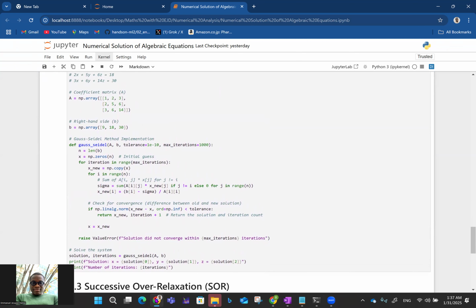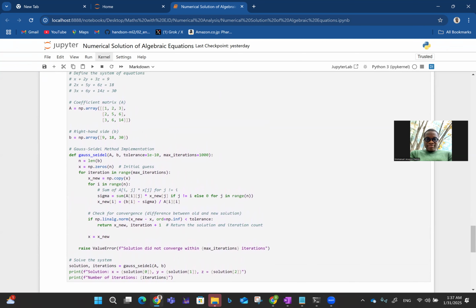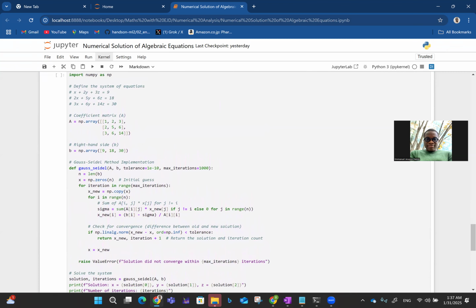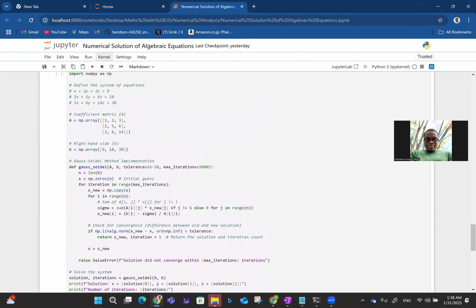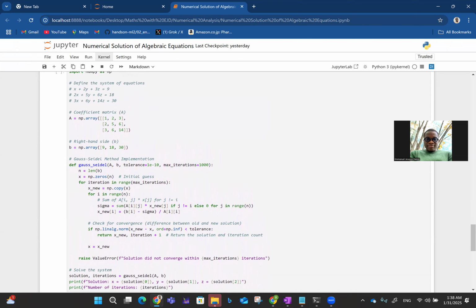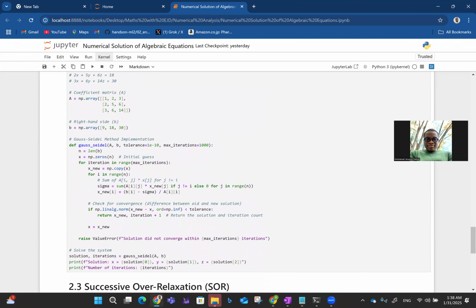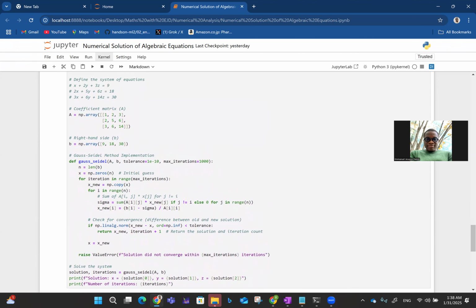I'm not able to put this code in the description box for YouTube, but if you go to Facebook, you can check the caption under Gauss-Seidel. You're going to find this code there, so you can study it and adapt it to any problem you may need to solve. So I think the key thing is where you define the matrix.